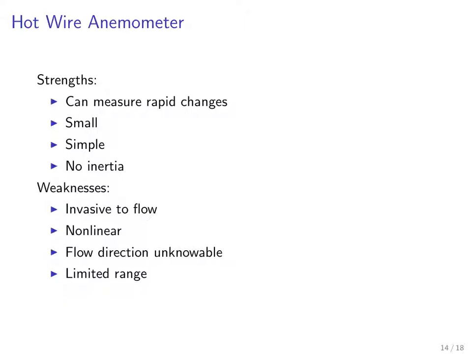Some strength of the hot wire anemometer is that it turns out it can measure rapid changes in flow. They're very small and simple, and they don't require any inertia to start, for example, a motor running or rotor turning. They have several weaknesses, though. One is that, again, they are invasive. They are nonlinear, since generally changes in resistance are nonlinear with temperature. Flow direction is unknowable, because since you're losing heat, but you don't know which direction the flow is going. And then they have a limited range, right, over which they are approximately linear.